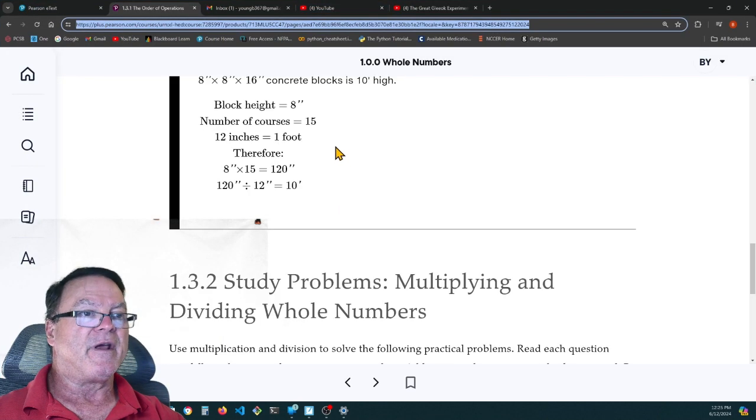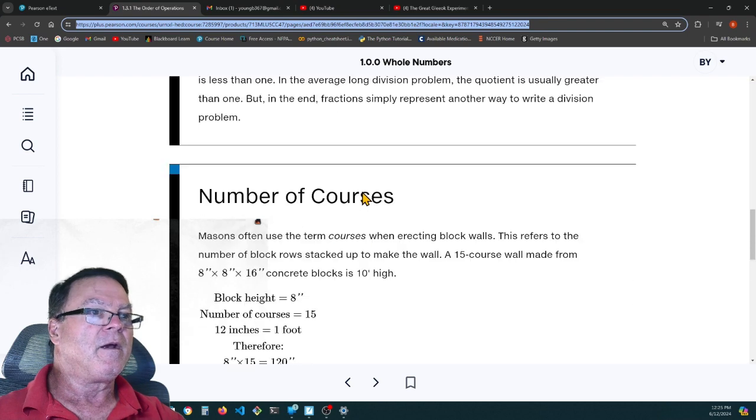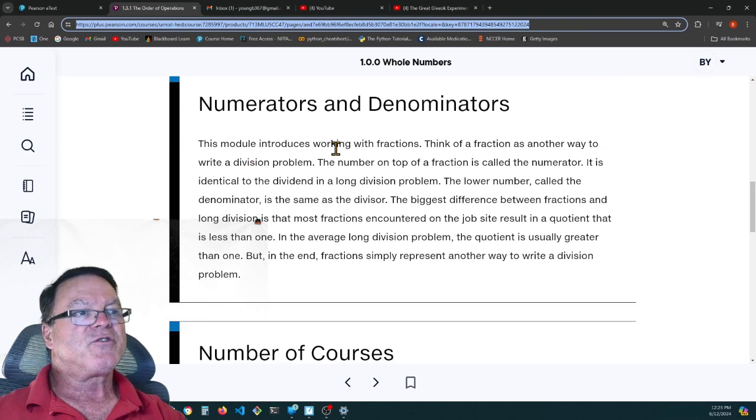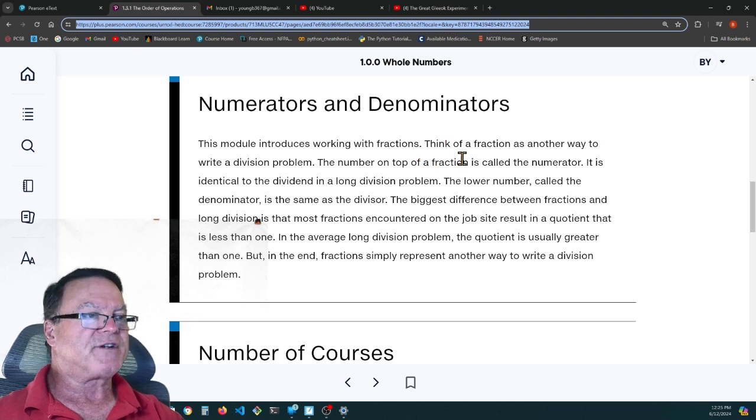Numerators and denominators. This module introduces working with fractions. Think of a fraction as another way to write a division problem. The number on top of a fraction is called the numerator. It is identical to the dividend in long division problems. The lower number, called the denominator, is the same as the divisor.